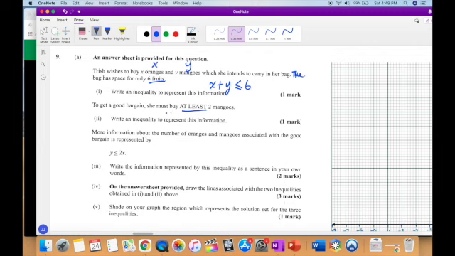To get a good bargain, she must buy at least 2 mangoes, and we need the inequality for that. So to get a good bargain, the number of mangoes has to be at least 2. So it can't be less than 2. It has to be at least 2, so it could be 2 or more. Caitlin, you get that one?